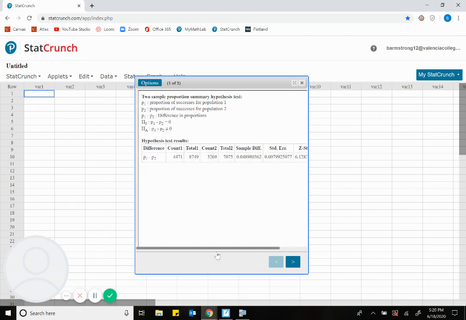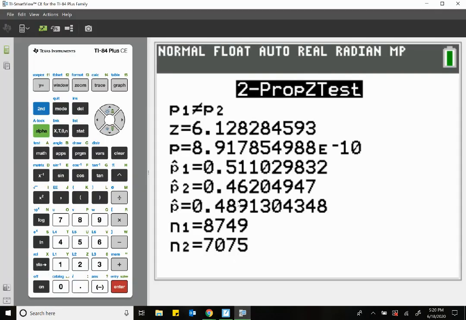Okay, I think your calculator is probably a little bit better. The TI-84 is honestly a better bang for your buck in this. You get a lot of information just from it. So I like the TI-84 for the 2 proportion z-test statistic.